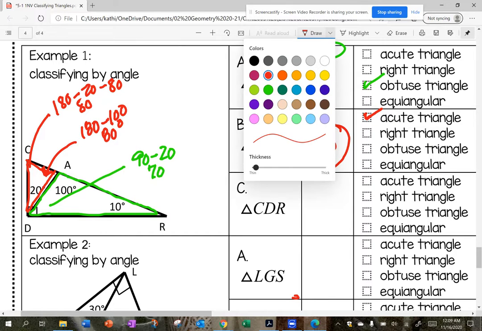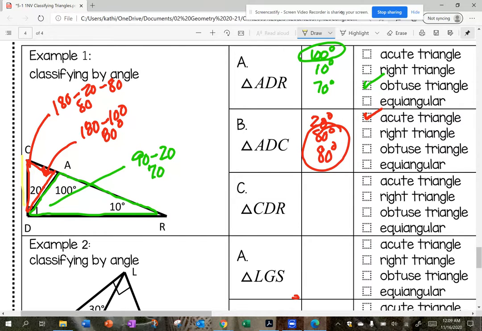My third triangle that I have here is the outside triangle. So triangle CDR. So my angles are 80 degrees, 10 degrees, and 90 degrees. So my largest angle is 90. When I'm equal to 90, I'm classified as a right triangle.